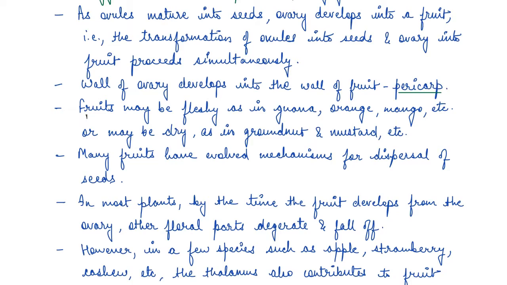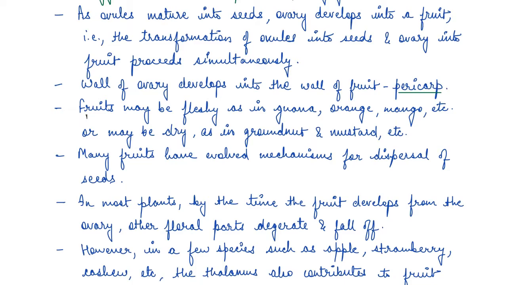Now fruits may be fleshy, as we see in guava, mango, oranges, or they may be dry as well, as in the case of say mustard or groundnut. There are many fruits that have evolved mechanisms for dispersal of seed, right? In most plants, by the time the fruit develops from the ovary, the other floral parts like calyx and corolla degenerate and fall off, right?